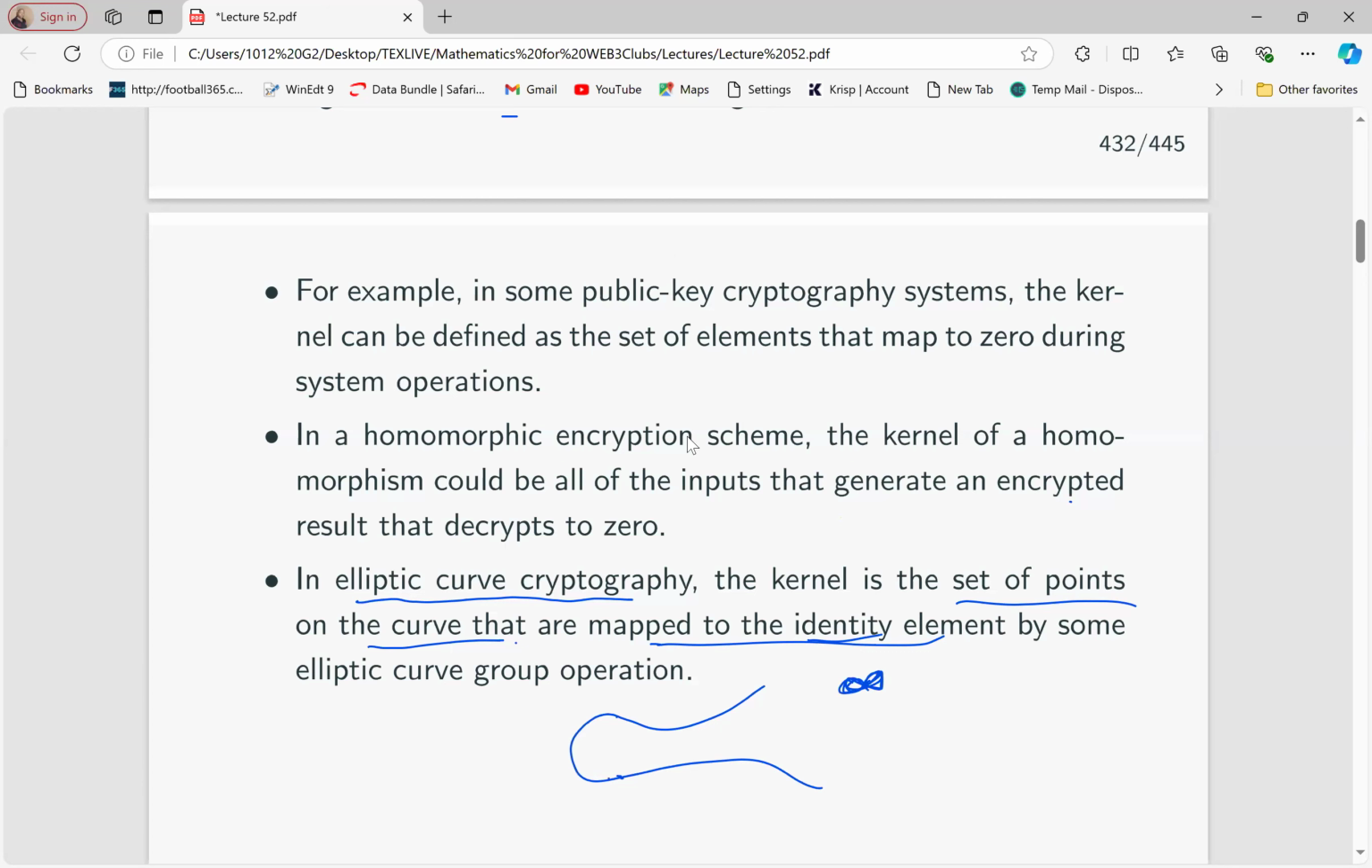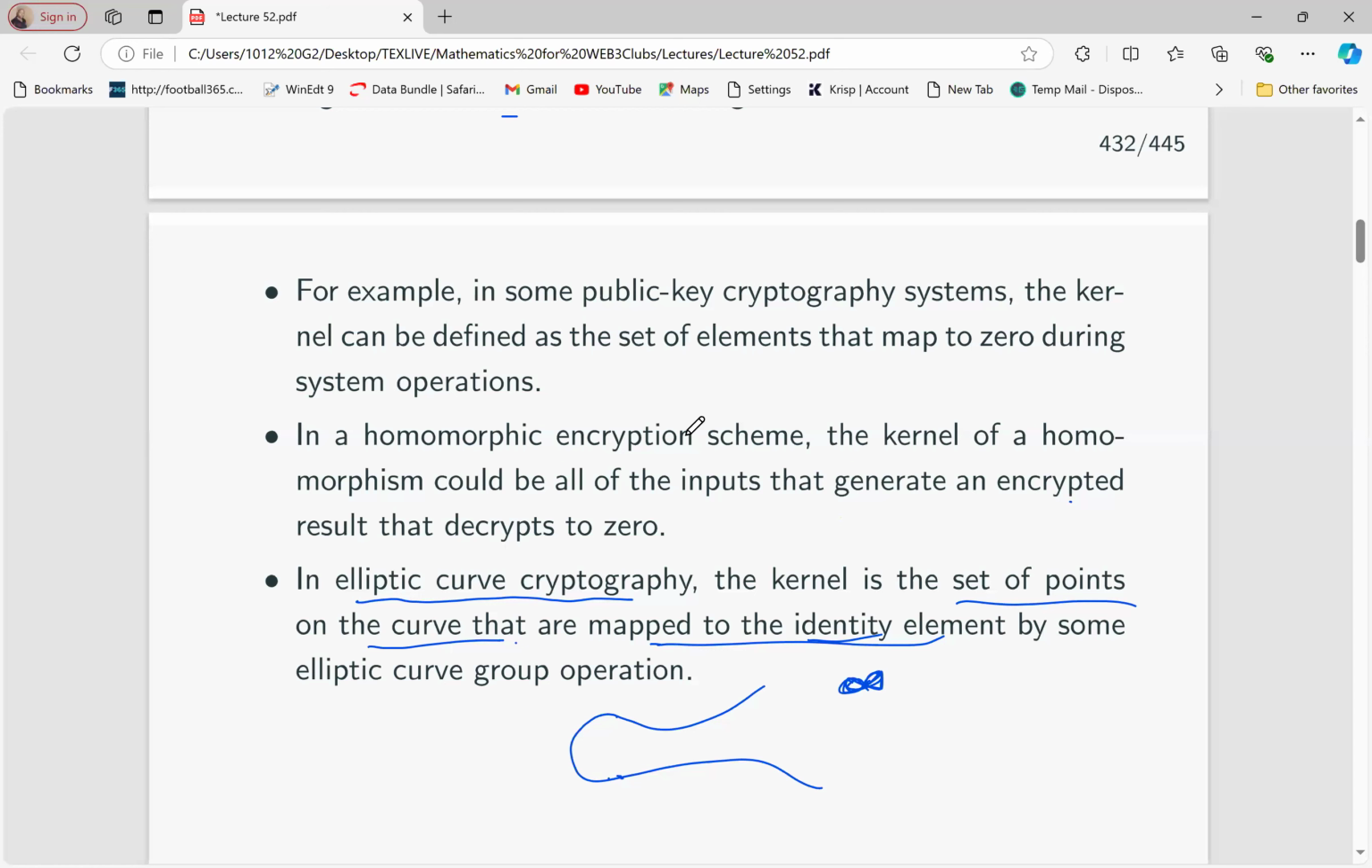It's considered as a group. And in this group, the identity element is not 0. The identity element is not 1. The identity element will be infinity. This group of elliptic curve, so those points on the elliptic curve, they form a group.